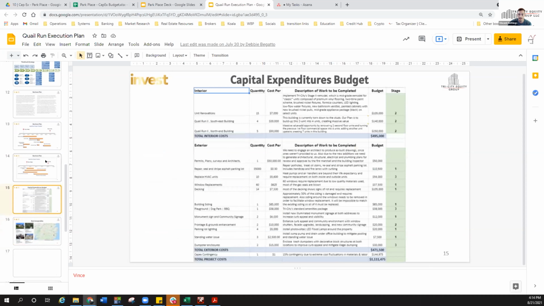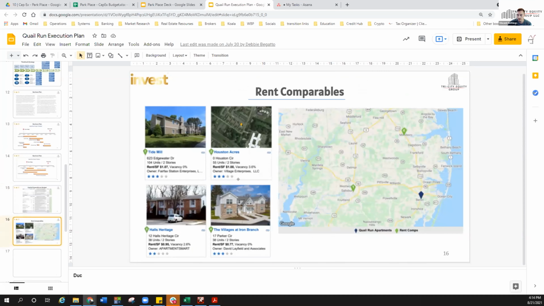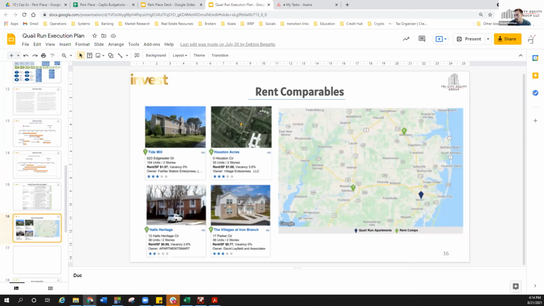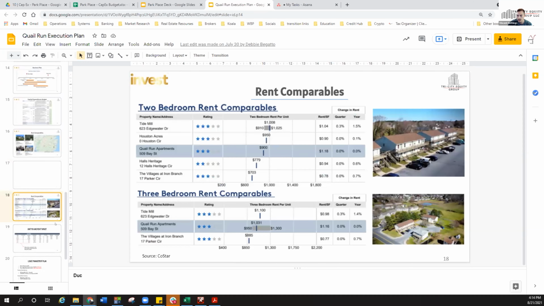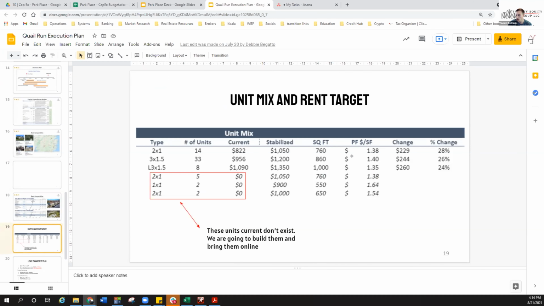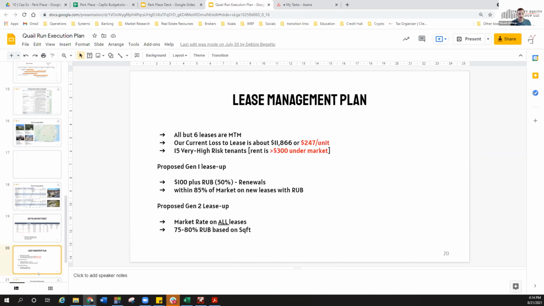Okay, we're going to do all this stuff, and then here's what the rents are we're going to start charging. Here's our comps for this area. Here's kind of where we are currently. Here's where we want to be, the stabilized rents. And we talk over that. And then I give them their execution plan.